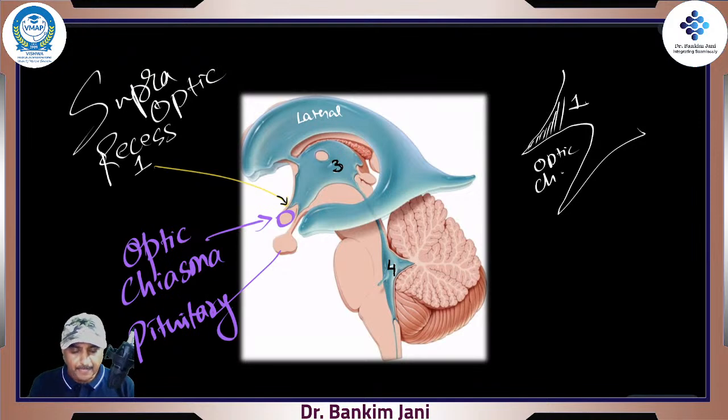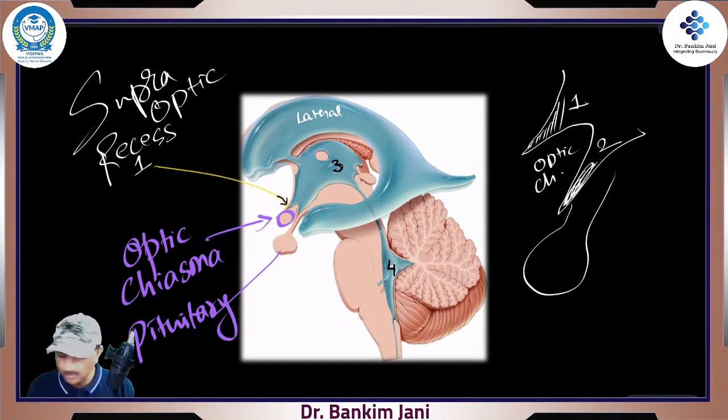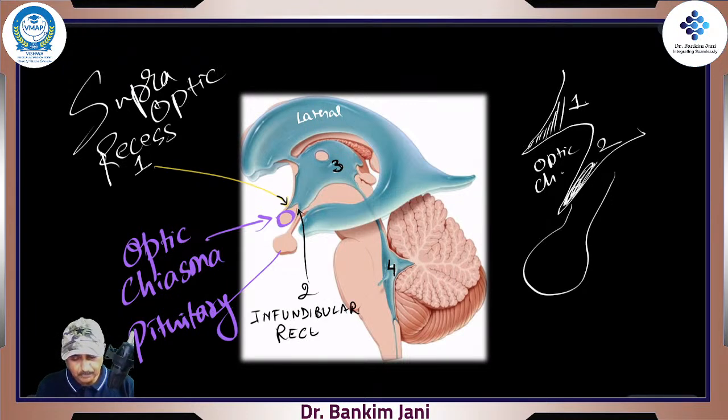Very easy. The second one, which is over here, this one. See below, over here, there is the pituitary. So this is called the infundibular. So let's name it as 2, and 2 over here is this one. That is 2, and it is the infundibular recess. Infundibular recess. So these 2 out of 4 are done.